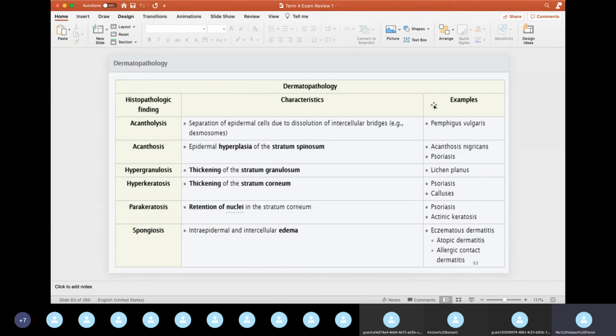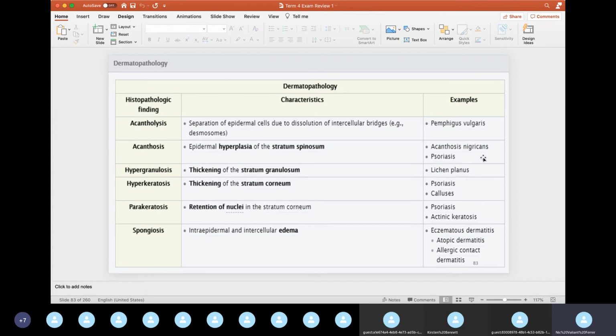Acanthosis nigricans, okay? Don't forget that one. Commonly seen in what? Acanthosis nigricans is commonly seen in people with diabetes, exactly. It can also be seen in women 9 months into pregnancy, which is very, very common, commonly seen in pregnancy. Also in psoriasis. Hypergranulosis, thickening of the stratum granulosum, seen in lichen planus.